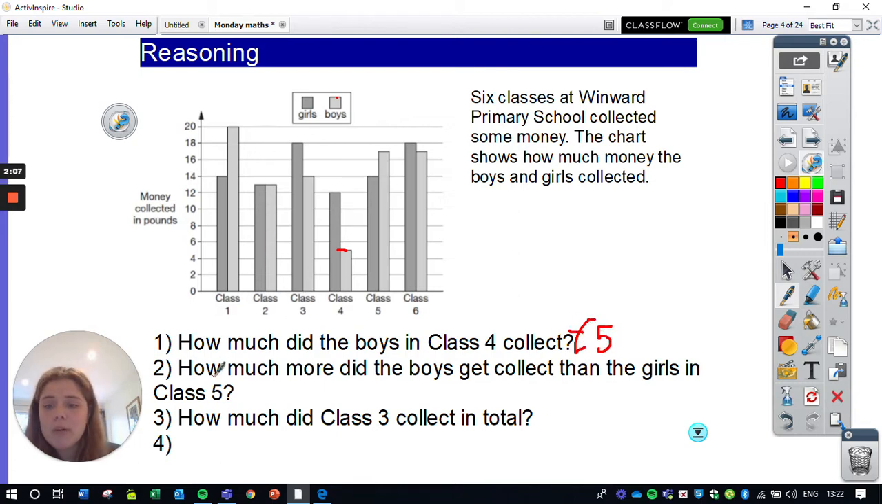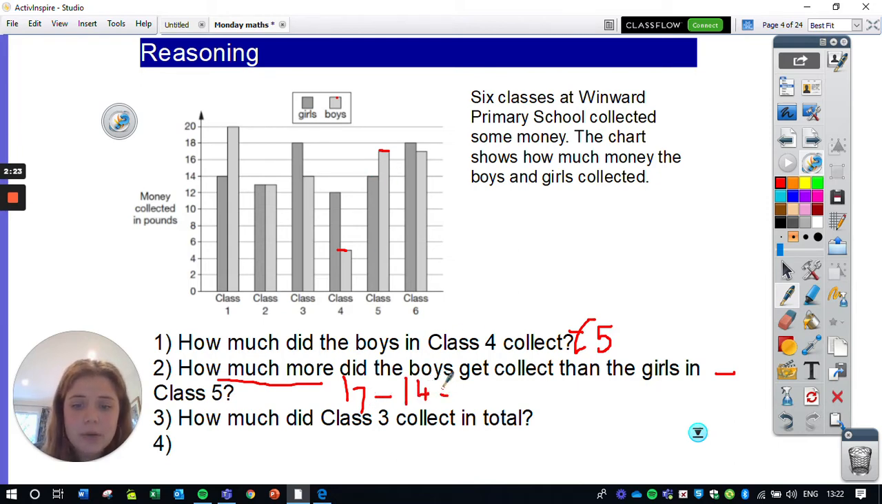How much more, and we know that phrase how much more means subtract, did the boys collect than the girls in class 5? Go to class 5, we see that the boys collected in between 16 and 18, which is 17. And the girls collected down here 14. 17 subtract 14 is equal to 3. And then don't forget your unit of measure for this question is pounds.